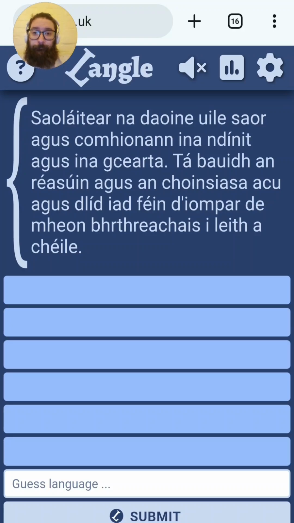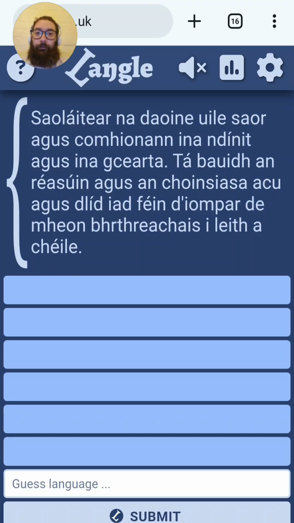But there is a very useful spelling rule in Irish, which is broad with broad and slender with slender, and that's because all consonants have got a broad form, which is said with the back of the tongue lowered, it's velarized, and a slender form, which is said with the back of the tongue raised, it's palatalized.